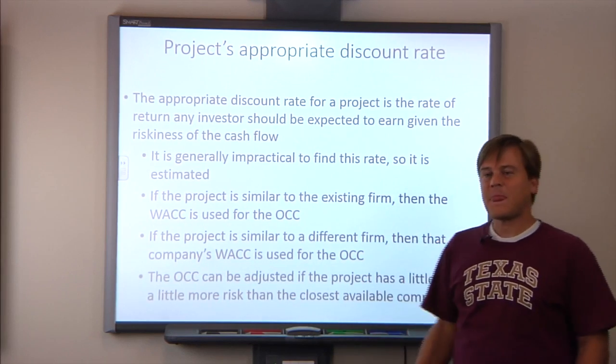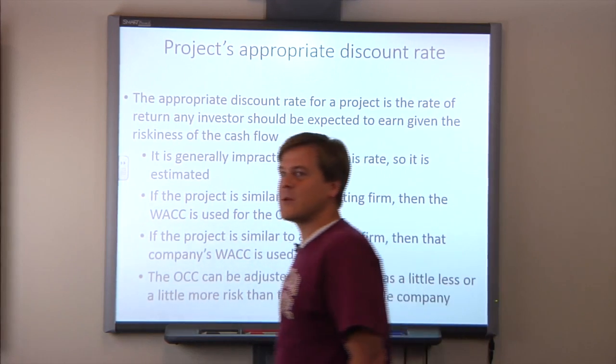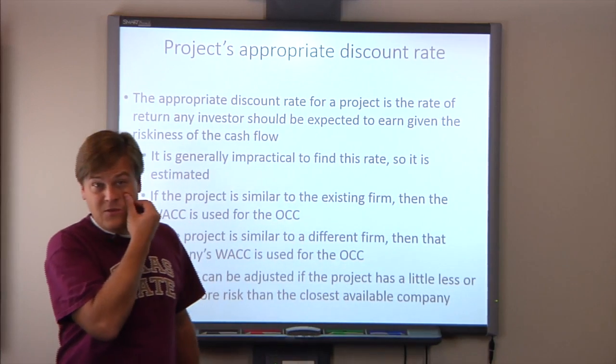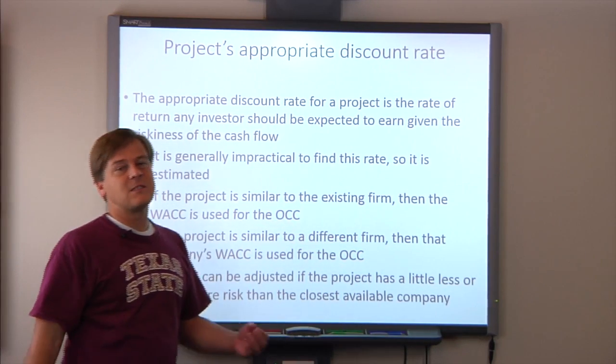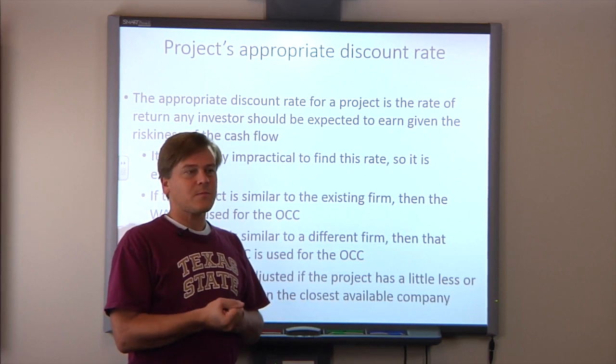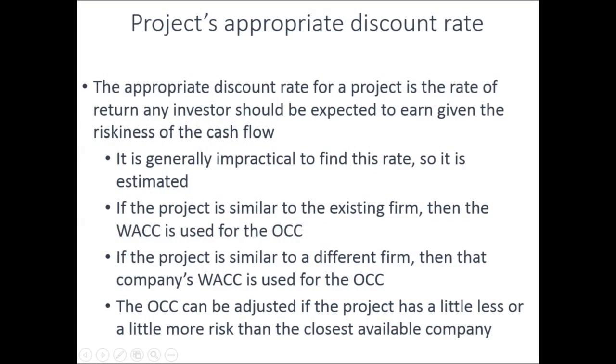All right. The last part we're looking at is a project's appropriate discount rate. One of the uses for a WACC is for capital budgeting. It's the discount rate we could use when looking at new projects. So the appropriate discount rate for projects is the rate of return that any investor should be expected to earn given the riskiness of the cash flow. It shouldn't matter if it's your company or any other company what the discount rate is. The discount rate should be completely dependent on the riskiness of the cash flows.